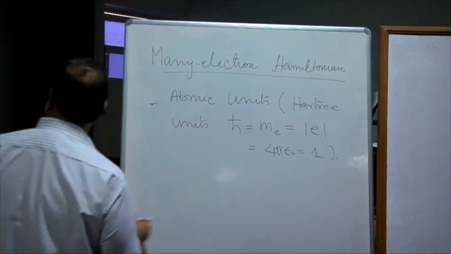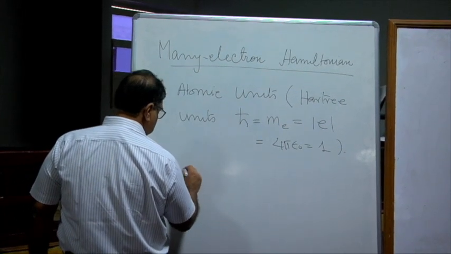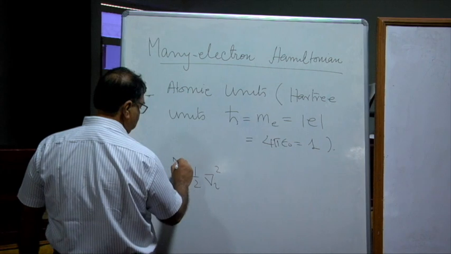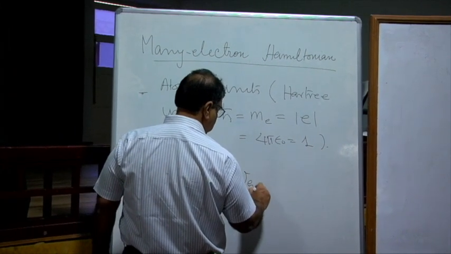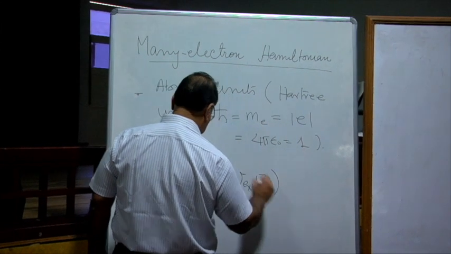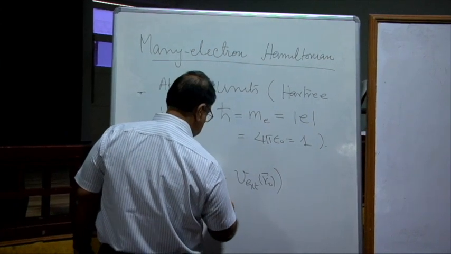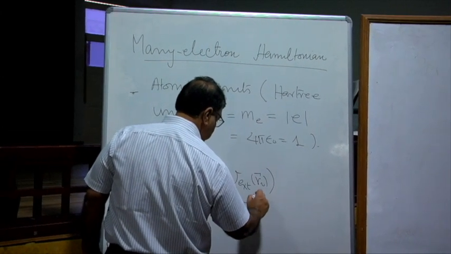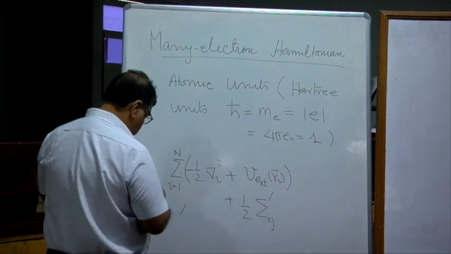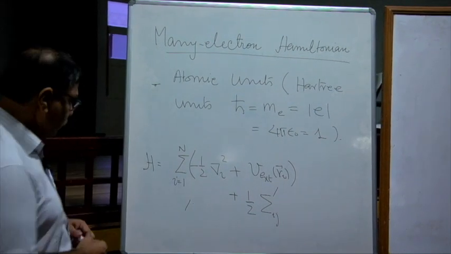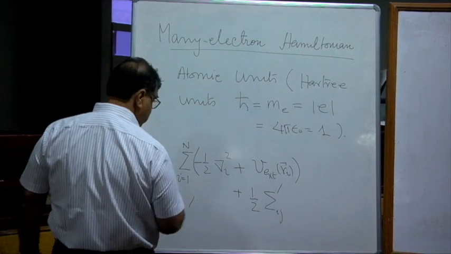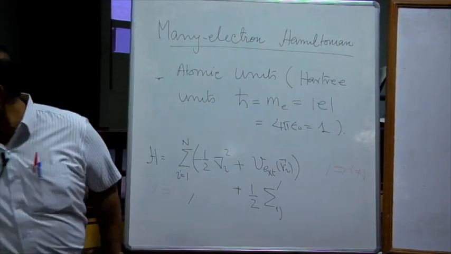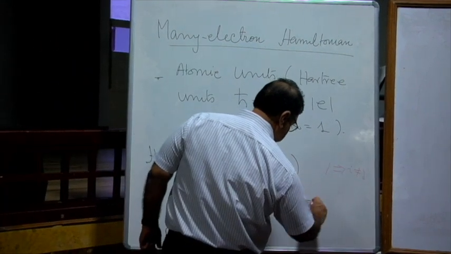All right, so the Hamiltonian is a single particle part, minus half del i squared, i equals 1 through the number of electrons, plus let me write V external of r_i, plus one half summation over i, j prime. Prime implies i not equal to j. So this guy goes out. Then 1 over r_ij.